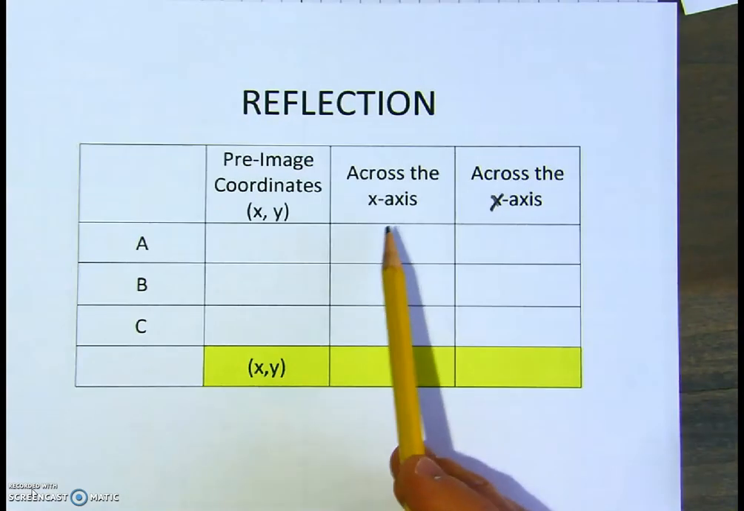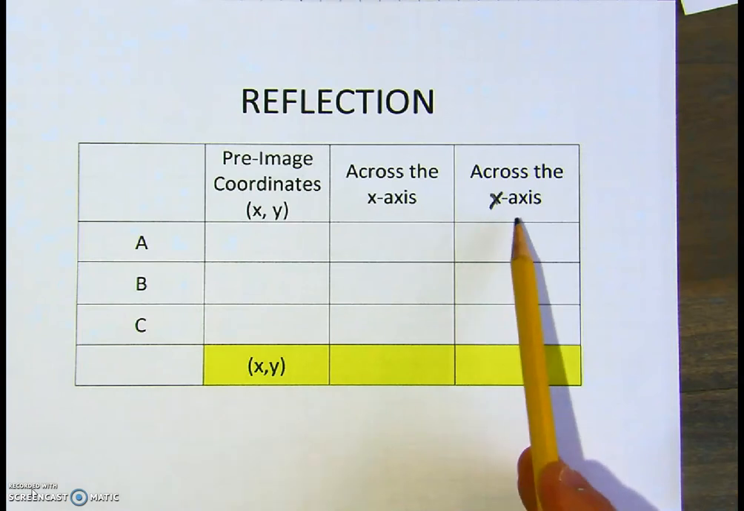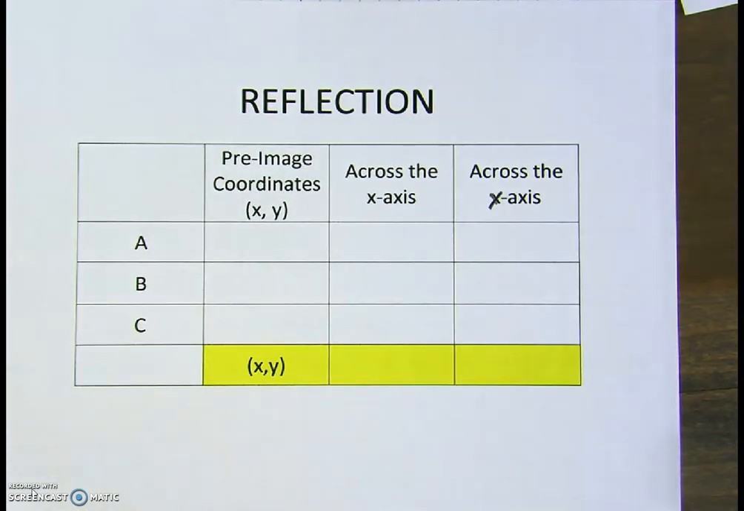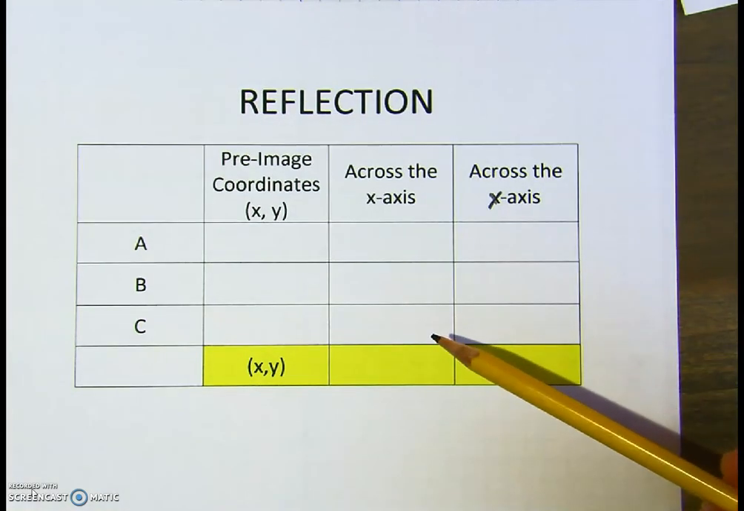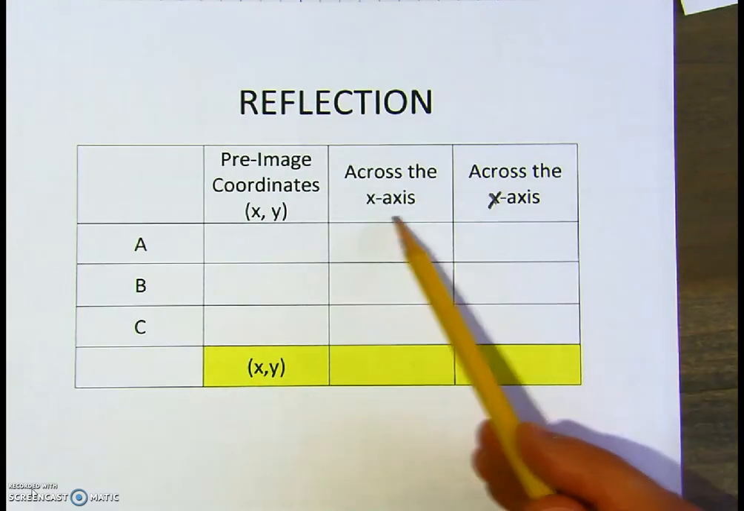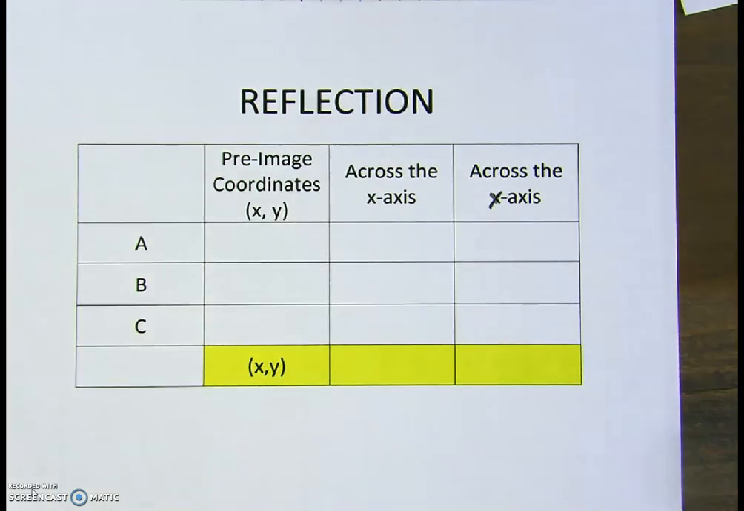Okay, there's two types of reflections that we're going to do this year. There's one that's going to be across the x-axis, and there's another one that's going to be across the y-axis. Now, when you get into your high school geometry classes, you'll be doing reflections across different lines, which have different rules. But as far as our 8th grade curriculum goes, these are the two lines that we're going to look at as far as reflecting.